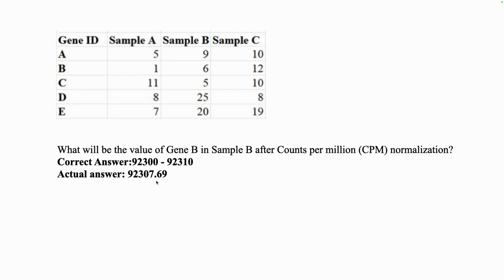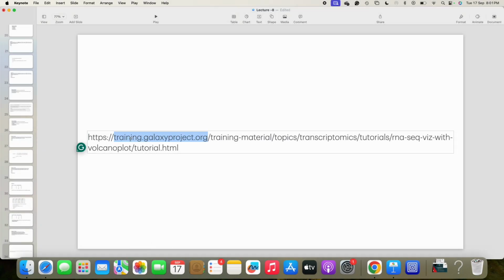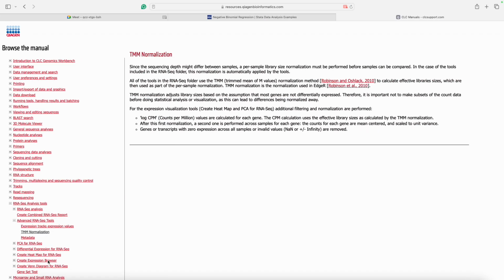So let's move to our next question, question number 11. In differential gene expression analysis, the volcano plot shows the relationship between statistical significance and fold change, the relationship between mean normalized count and fold change, the significant differentially expressed gene including outliers, or the underlying phenomena that the method which was chosen for normalization was correct or not. So I'm sharing a link with you. Please go through the link and try to answer this question.